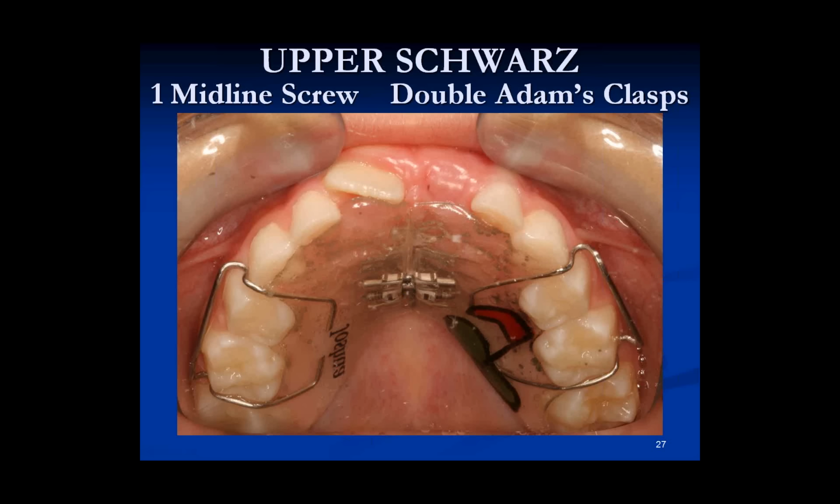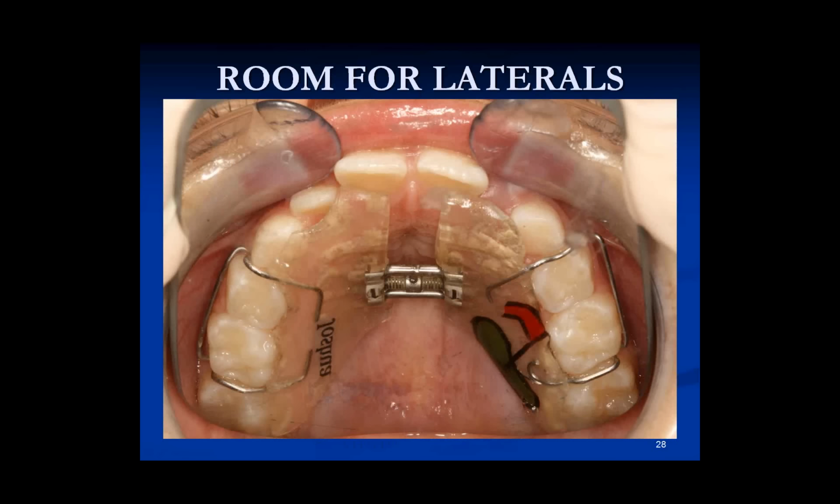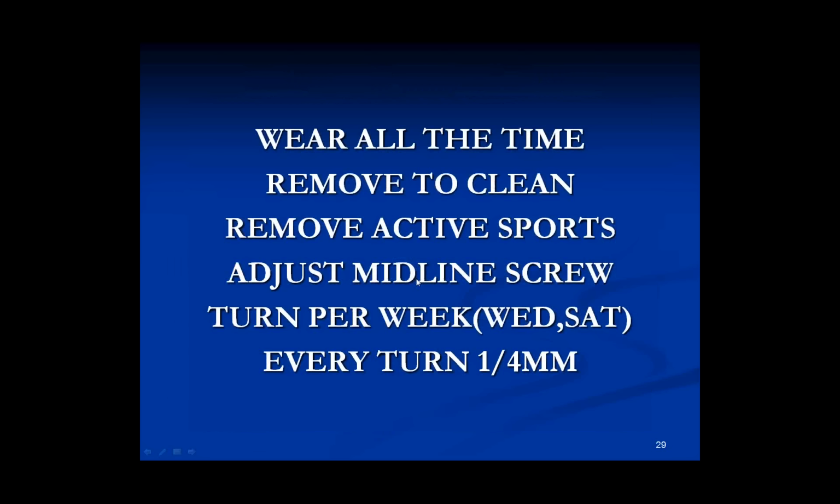2 millimeters a month. So there's the appliance, probably been developed for about 3 or 4 months, and a nice broad arch, and you can see now there's room for the lateral incisor over here and room for a lateral incisor here. And the patient did the work. They took the appliance out, adjusted that screw twice a week. So you wear it all the time. You take it out to clean it. You take it out for active sports.